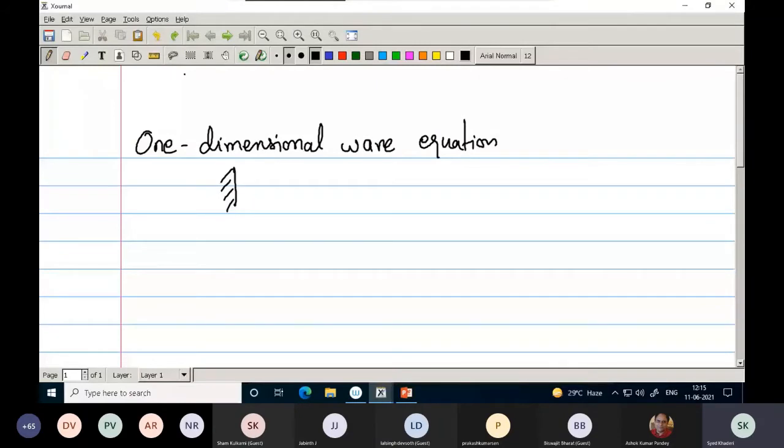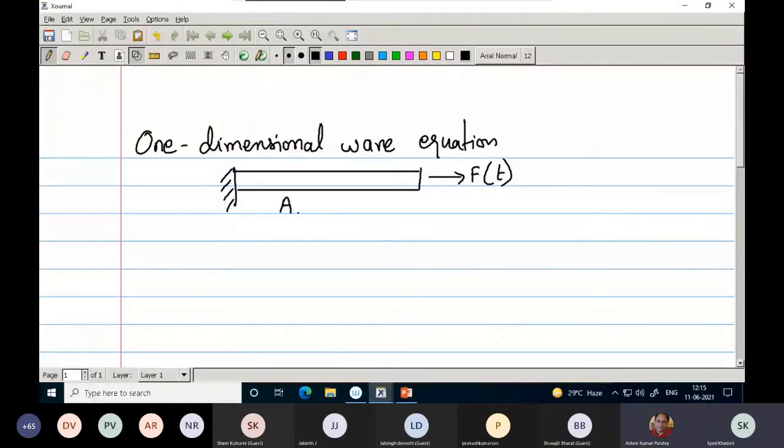Let's say I have a one-dimensional bar, and at the end of it, I am applying a force as a function of time. Okay, so now let's say it's a one-dimensional elastic bar, so it will have some particular area of cross section. It will have some particular elastic modulus. It's a one-dimensional problem, so Poisson's ratio is not going to play much of a role here.